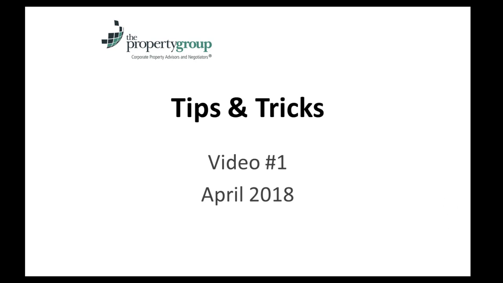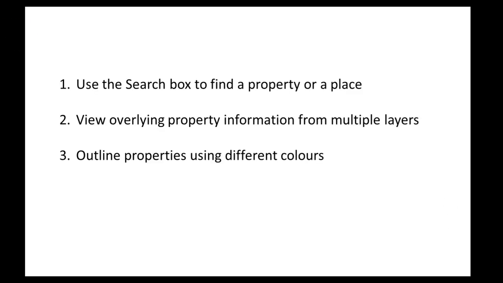These videos will help you better understand how to use the GIS maps and tools produced by the TPG GIS mapping team. In this video, we will use the TPG Property Viewer version 3.2 to demonstrate how you can use the search box to find a property or a place, view overlaying property information from multiple layers, and outline properties using different colors.